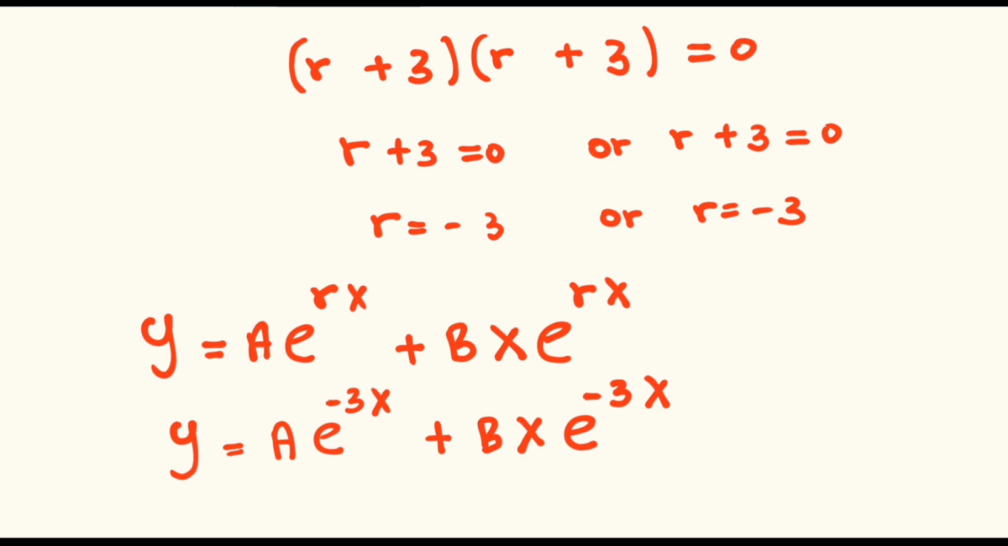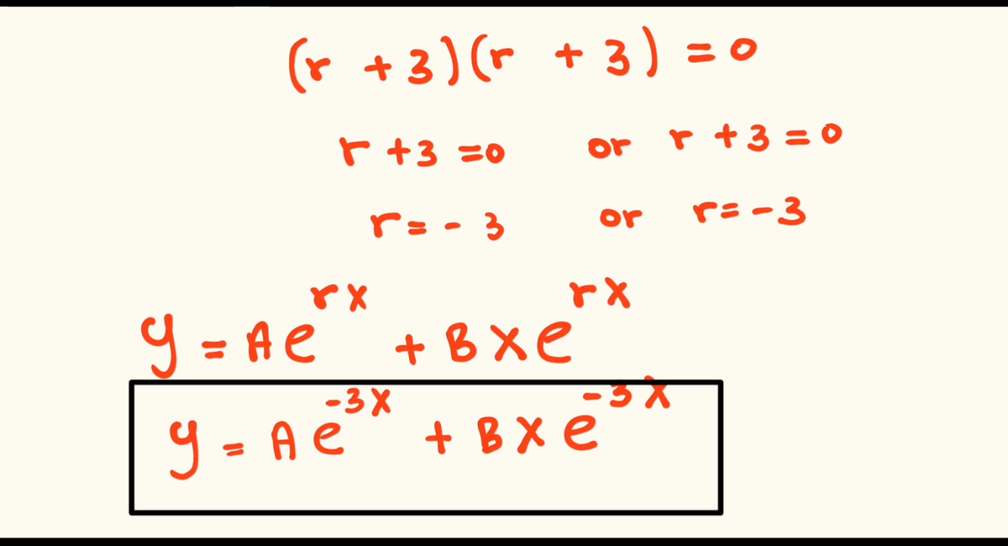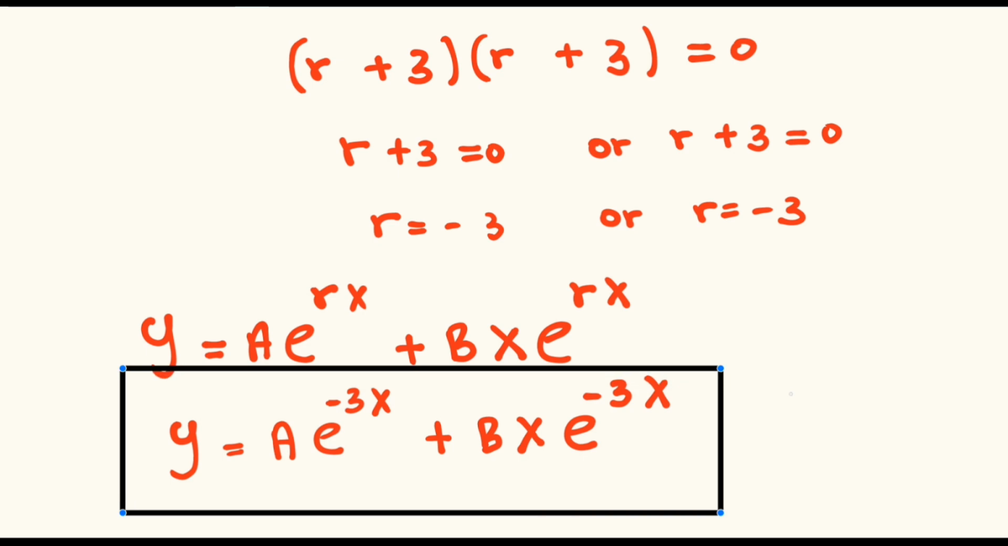And since we are determining the general solution and not the particular solution, we are going to leave our answer here. So the general solution will be equal to a multiplied by e raised to the power negative 3x plus b multiplied by x multiplied by the e raised to the power negative 3x.